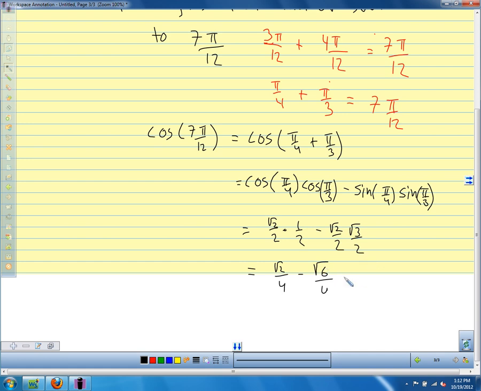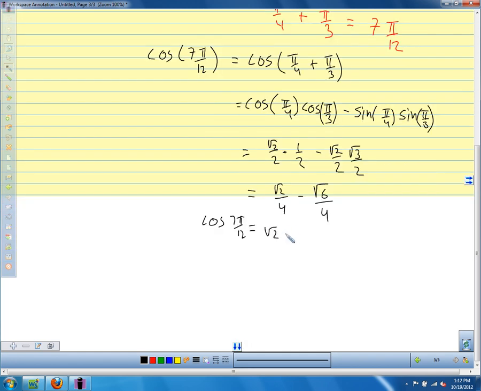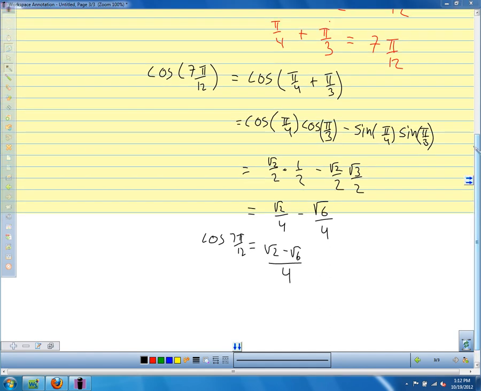So my exact value then would be the cosine of 7 pi over 12 equals square root of 2 minus square root of 6 over 4. That would be our exact value of the cosine of 7 pi over 12 using our identities. So when it says exact value, we need to find two unit circle angles that add or subtract to give us the angle that we're interested in. Questions on that one?